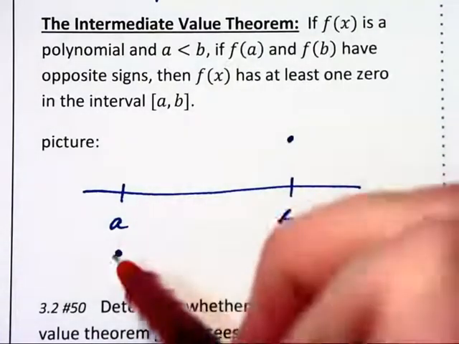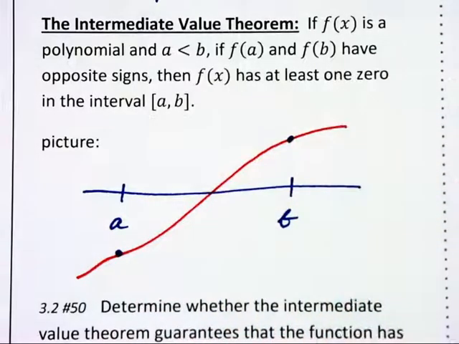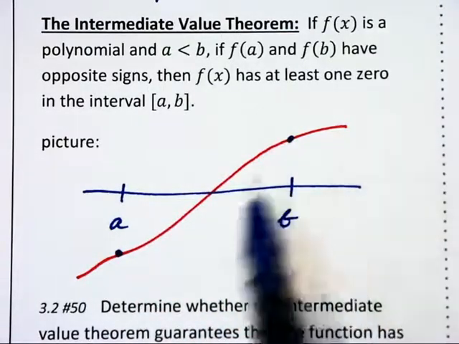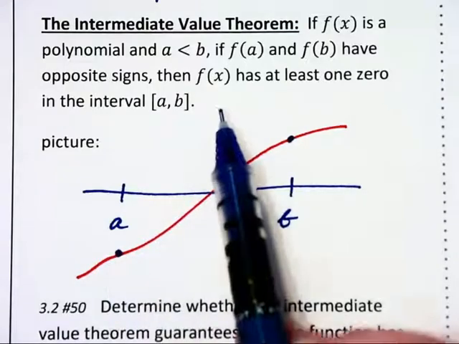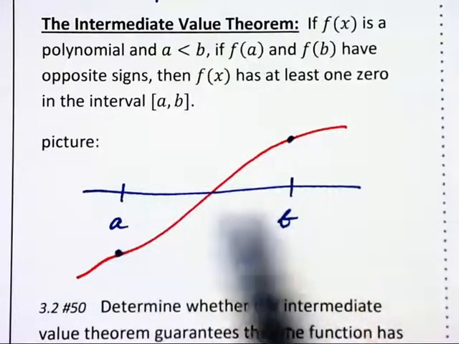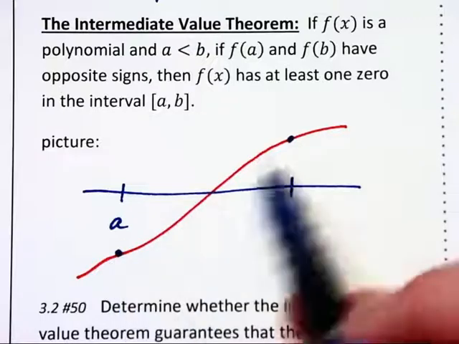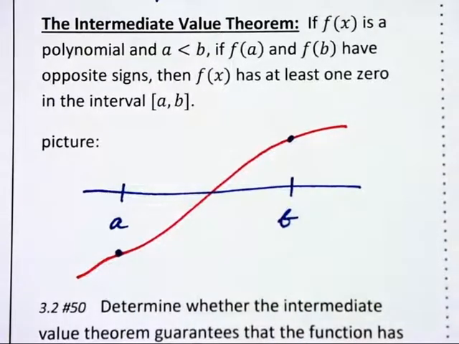Well, this is a polynomial function, which means it's continuous, so it's going to have to go through these 2 points somehow. It says, then f of x, the function, has at least one zero in the interval between a and b. In other words, the graph is going to have to cross through the x-axis to go from a negative number up to a positive number.